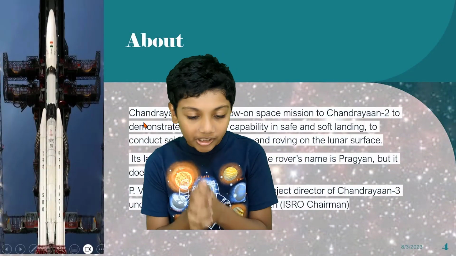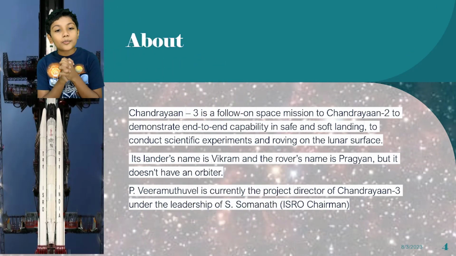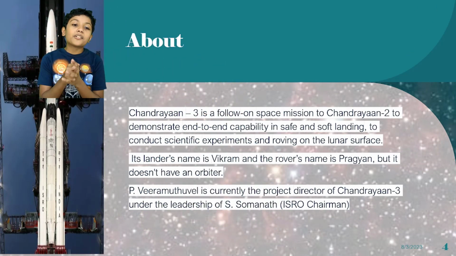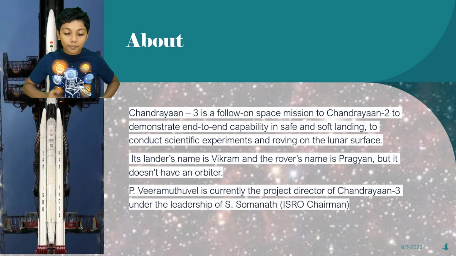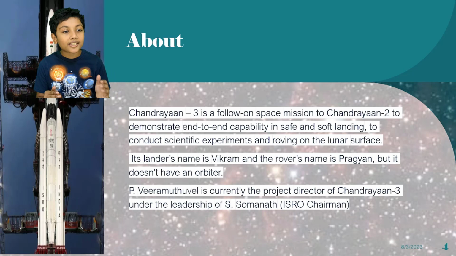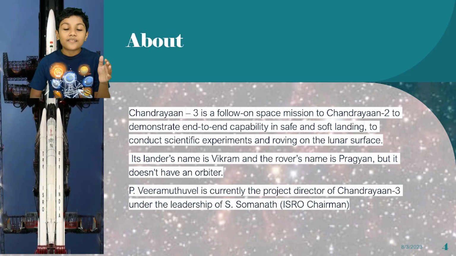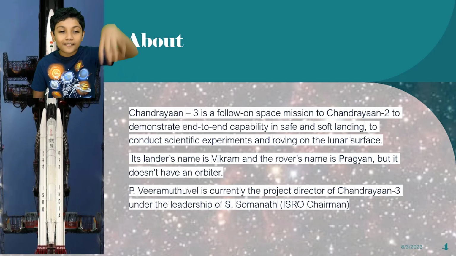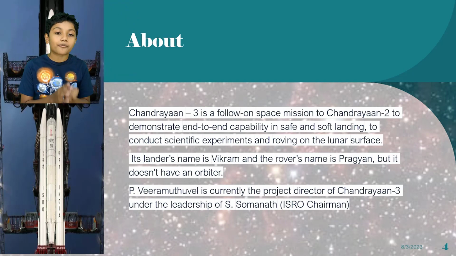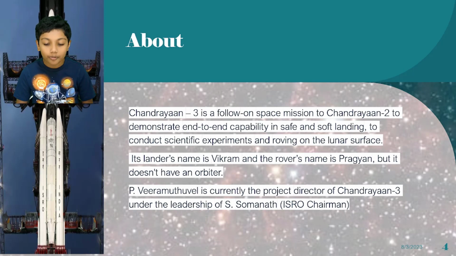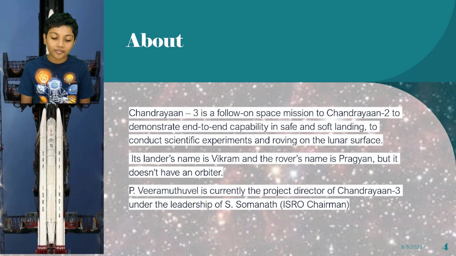Now let me tell you about this mission, Chandrayaan-3. It's a follow-on mission to Chandrayaan-2, which unfortunately failed because of a software issue. But I'll get into that later. Its purpose is to demonstrate end-to-end capability, making sure that it's safe to actually land on the moon and put a rover on it. It has a lander named Vikram and a rover named Pragyan. It doesn't have an orbiter though.